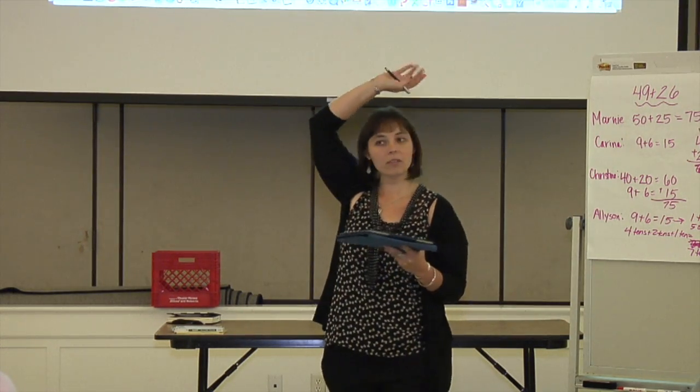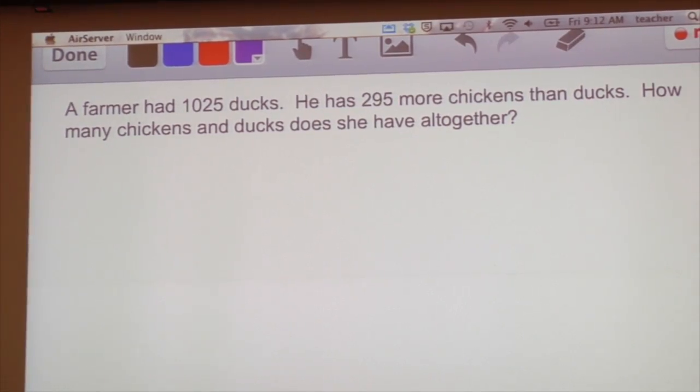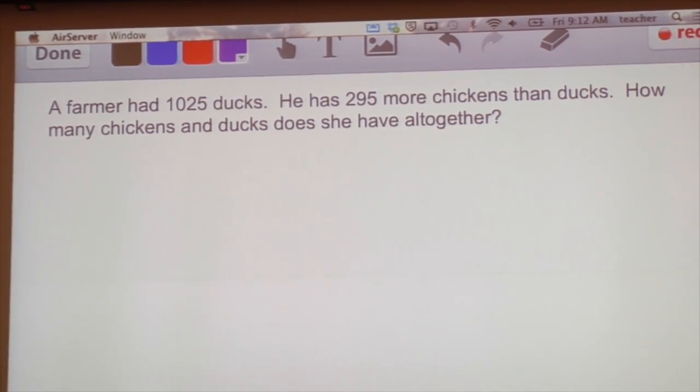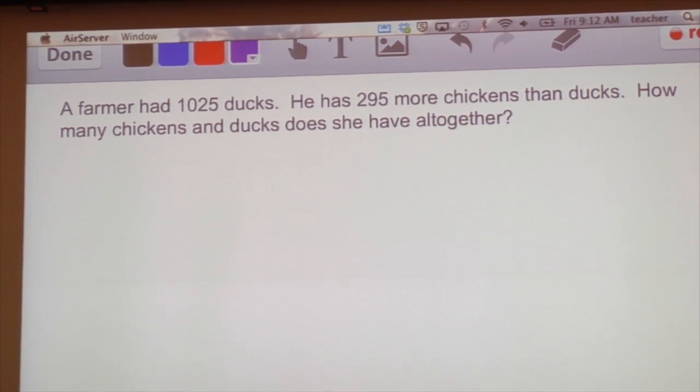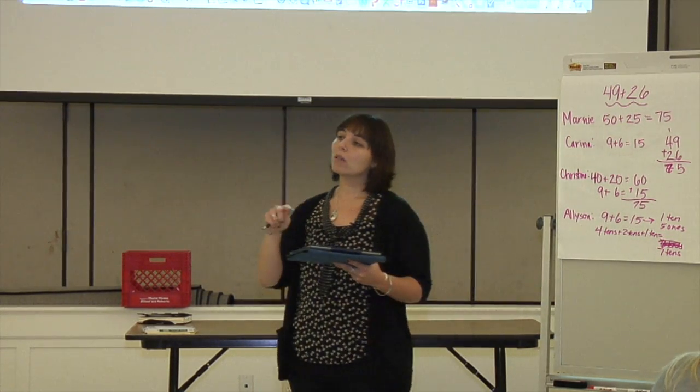Reader, anyone? A farmer had 1,045 ducks. He had 294 more chickens than ducks. How many chickens and ducks does she have altogether? Okay. Oh, is it a farm? Threw that in. So, part-whole or comparison?